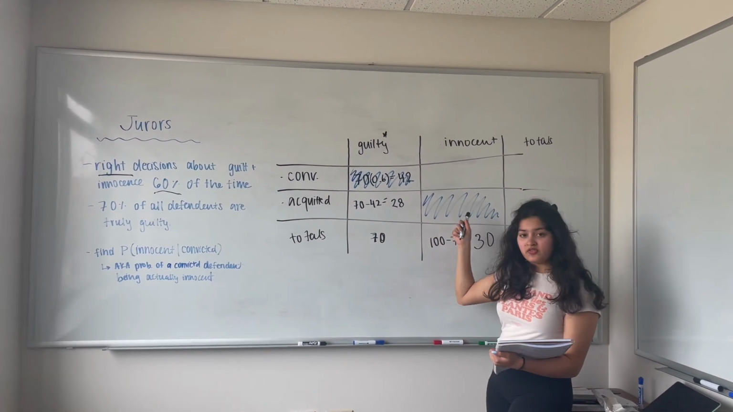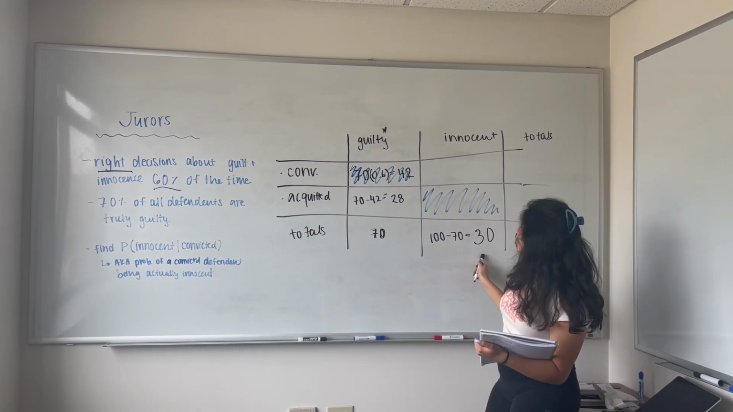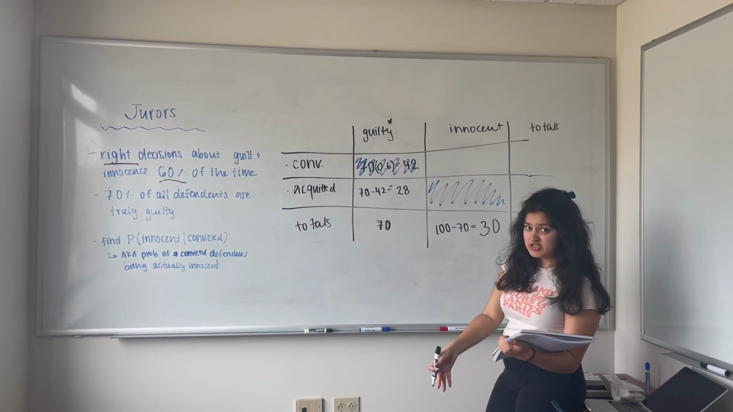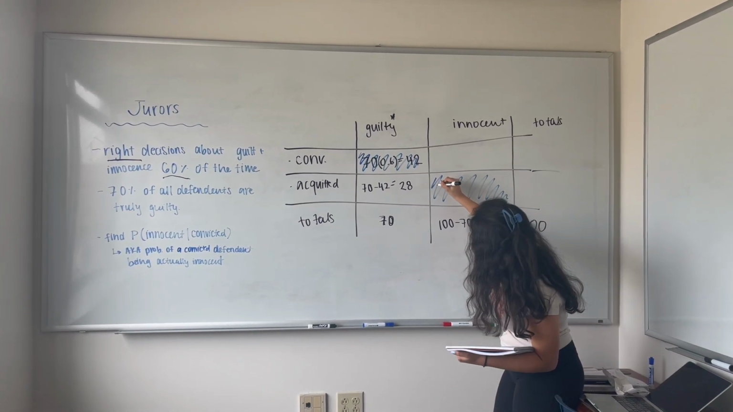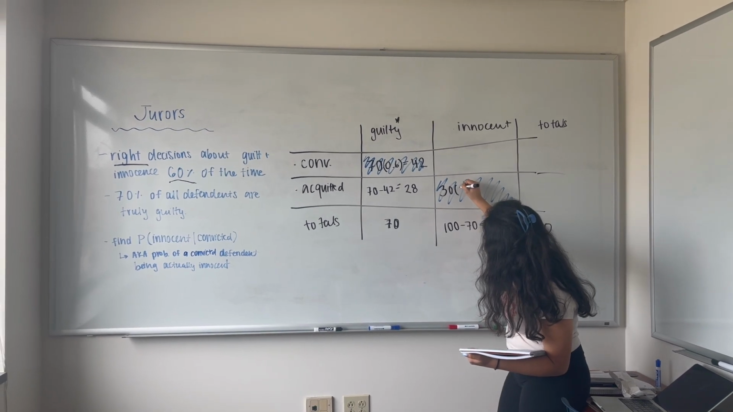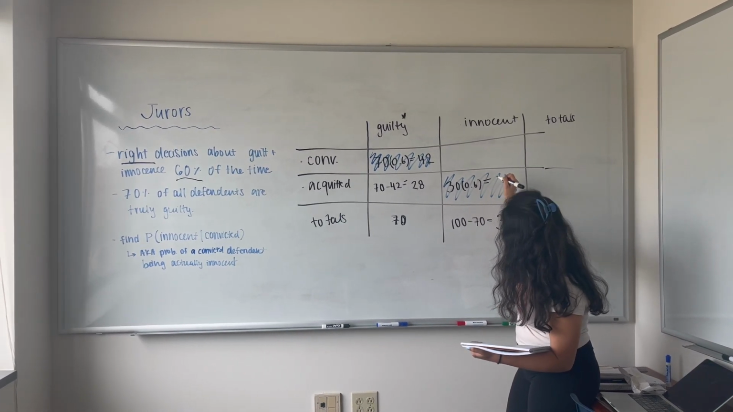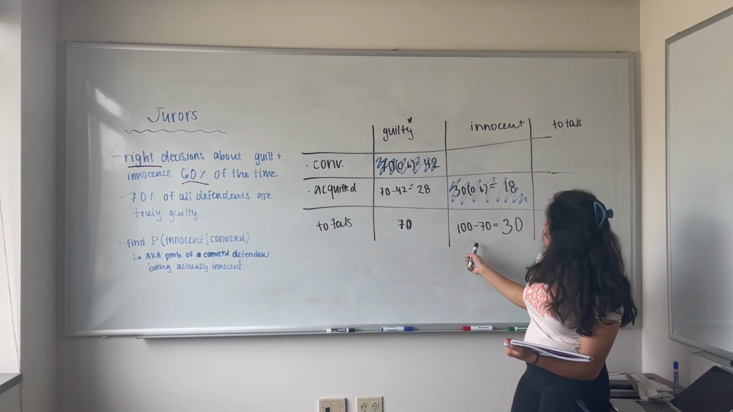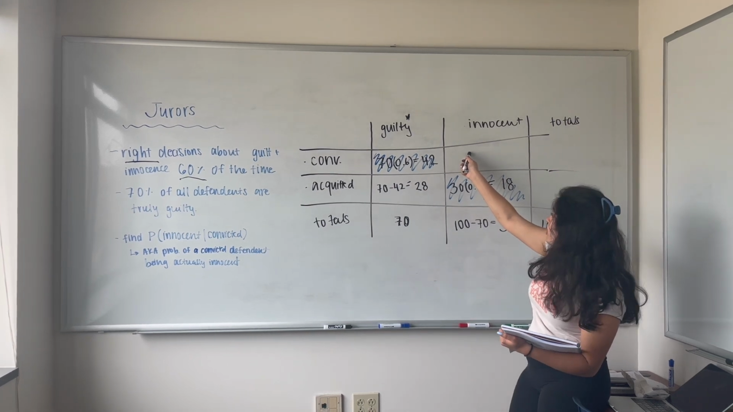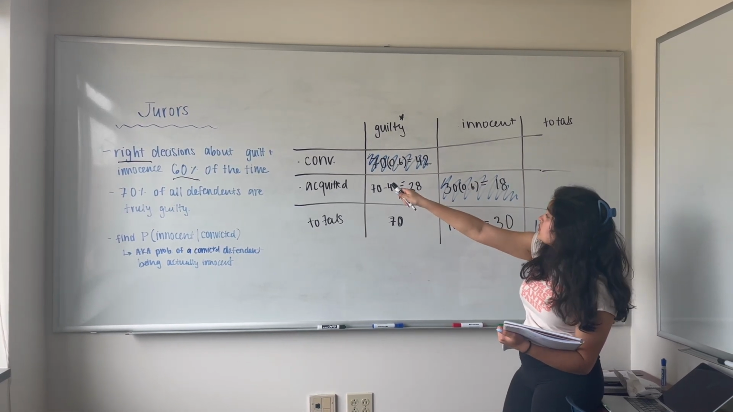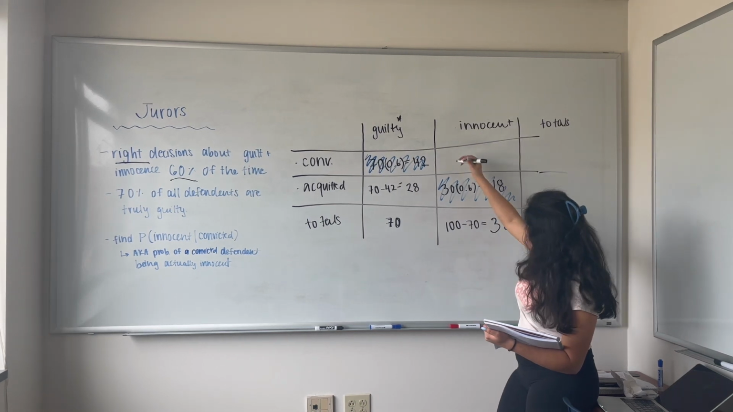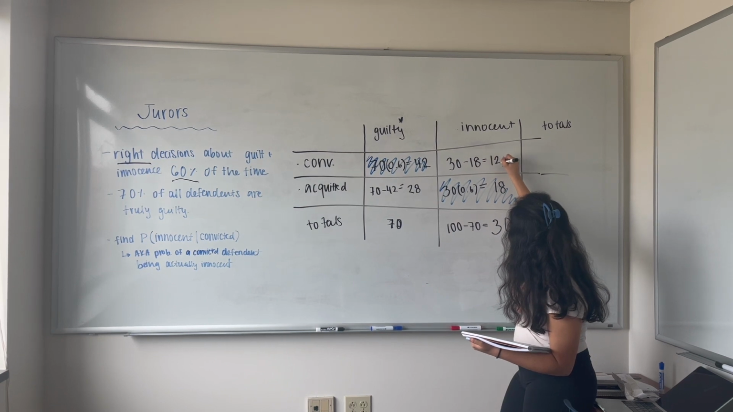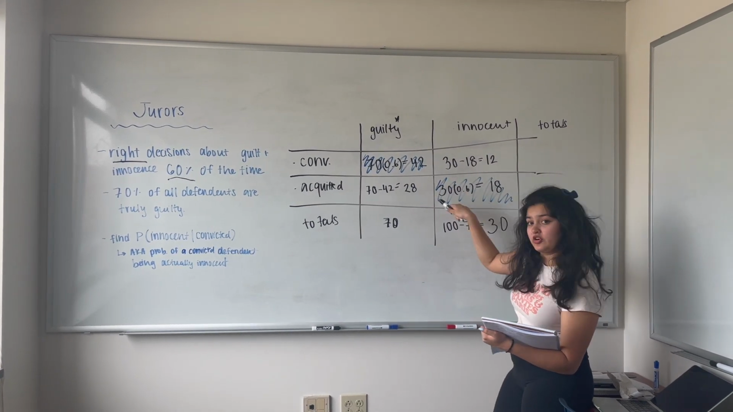And so we can do the same thing for this side here. So we have 30 total innocent people, and if they make the right decisions about guilt and innocence 60% of the time, we'll just do multiplication again. So we'll get 30 times 0.6, and that'll equal 18, I believe. Yeah, 18. And then to find the last part, the convicted people that are actually innocent, we'll just do subtraction again. So we'll do 30 minus 18 to get 12. And then we have the values in our table here.